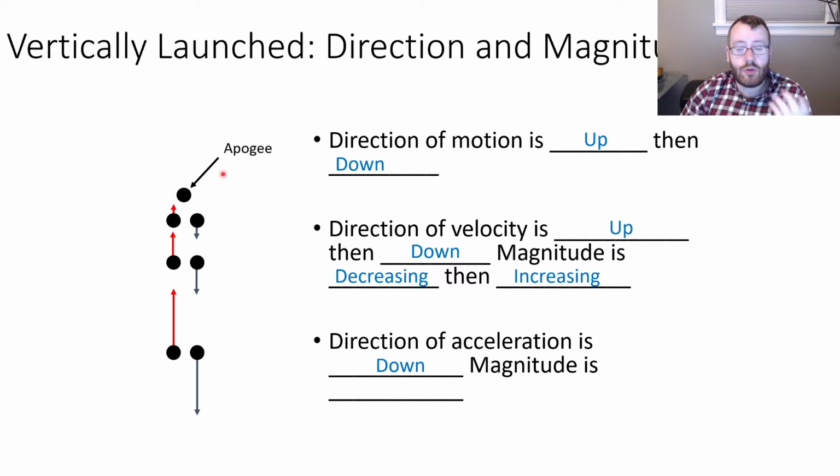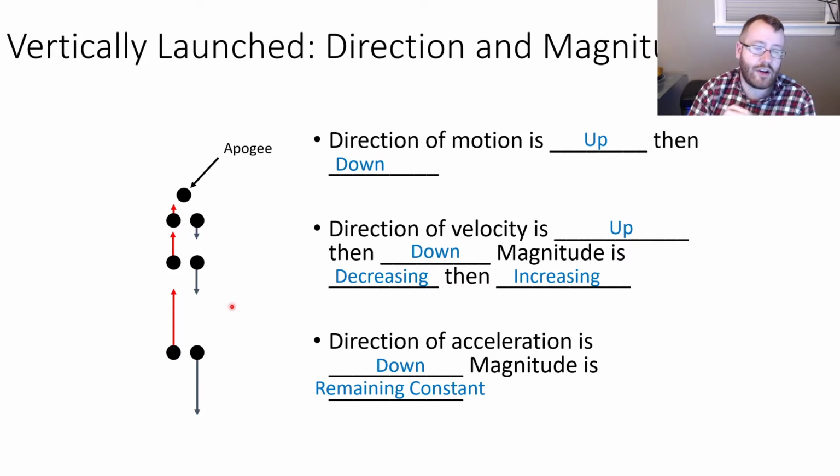And this should make sense from what we understand about acceleration and how it affects velocity. When it's in the opposite direction, or when the velocity is going up, it slows down, which is what we expect. And as it is in the same direction as the acceleration, as it's moving down, it's speeding up, which is what we expect. The magnitude of that acceleration is constant, 9.81 meters per second squared if you're on Earth, the entire path.